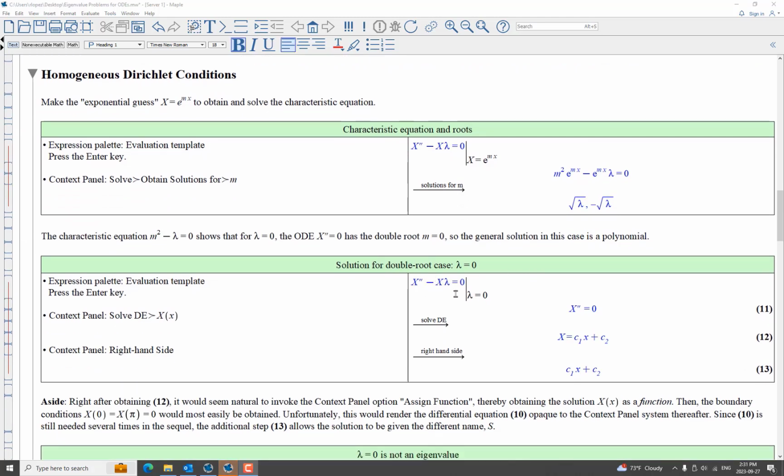So now let's do the double root case. Take the differential equation, set lambda equal to 0. There is the equation now. It's x double prime equals 0. The solution is this polynomial. And you can argue right from here that this is a straight line if you graphed it, and a straight line is not going to be 0 at each end unless the straight line is 0. You can see this little note here. It's tempting to assign this as a function, but that would then corrupt the meaning of this letter x, so we don't do that.